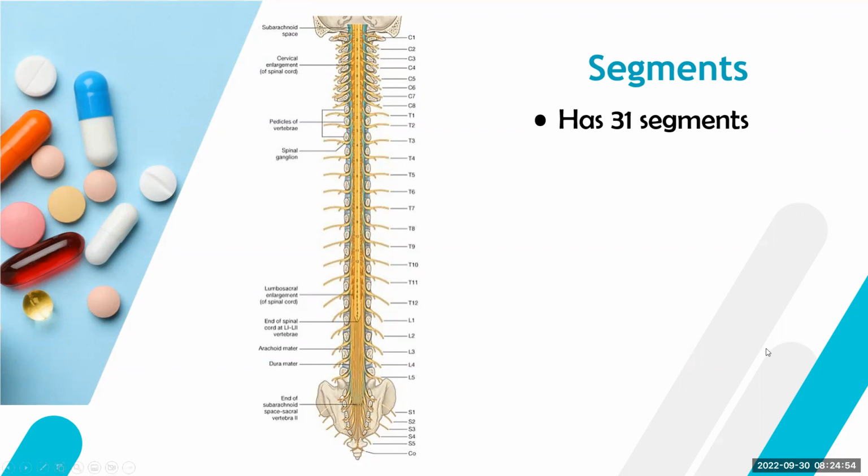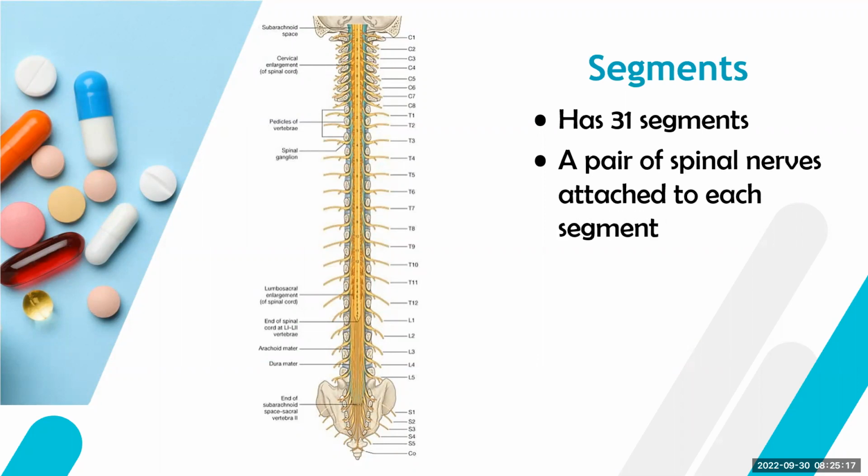A segment is actually a part of the spinal cord that gives rise to a pair of nerves. So it's a segment with neurons, and these neurons form one nerve or a pair of nerves. So we have 31 segments giving rise to 31 spinal nerves. So a pair of spinal nerves is attached to each segment.